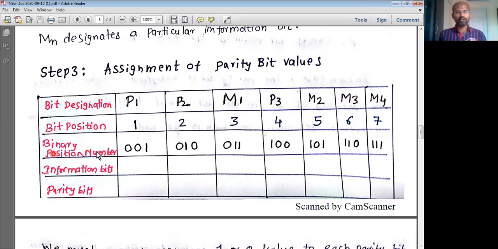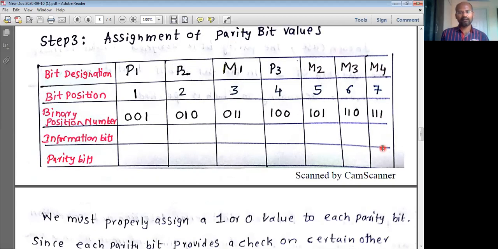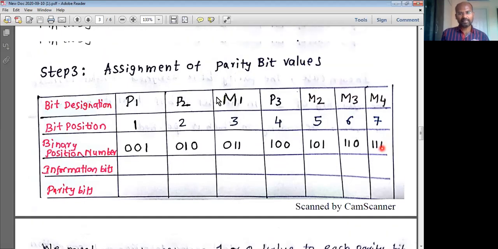Next, binary position number. What is this binary position number? Now see, what is the binary equivalent for 1? 0 0 1, right? There are 7 numbers, so you need only 3 bits to convert them into binary. What is the binary equivalent for 2? 0 1 0. For 3? 0 1 1. For 4? 1 0 0. For 5, 1 0 1. For 6, 1 1 0. For 7, 1 1 1. This we know.